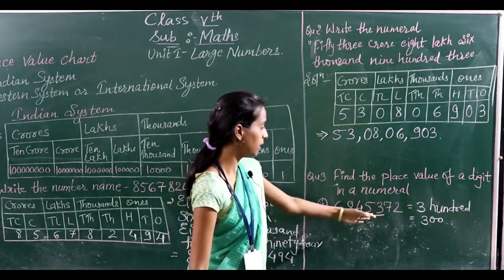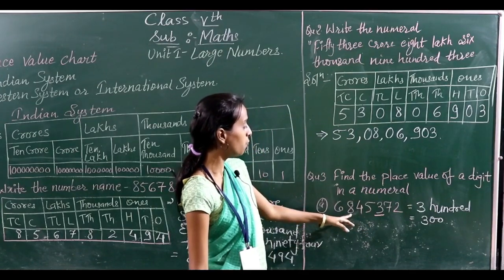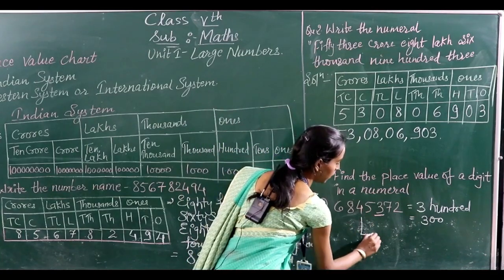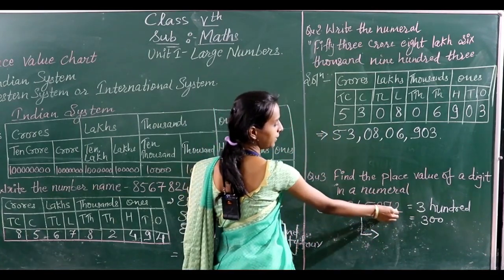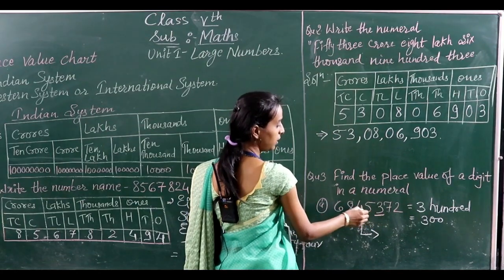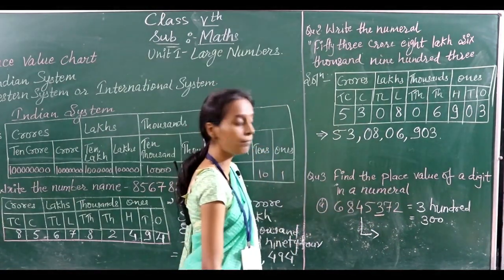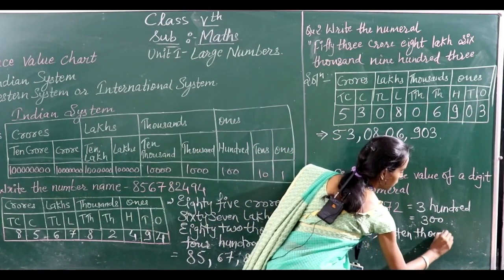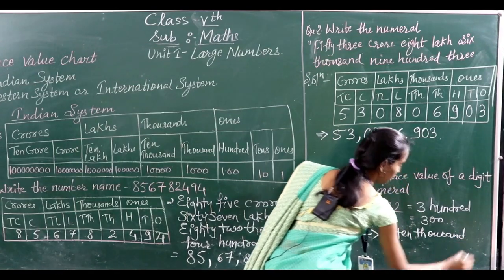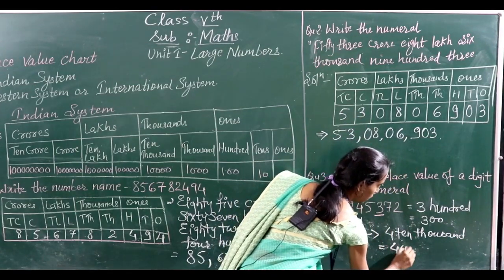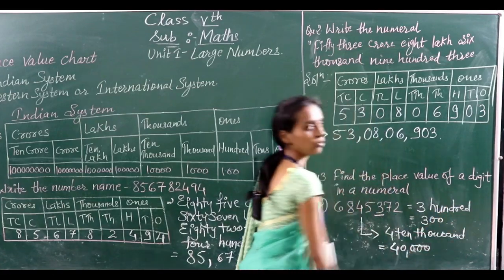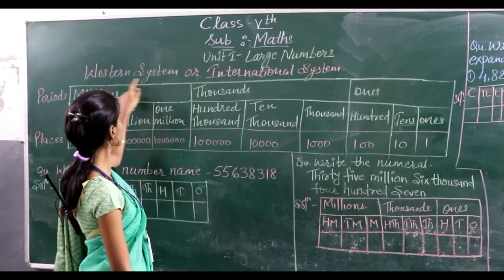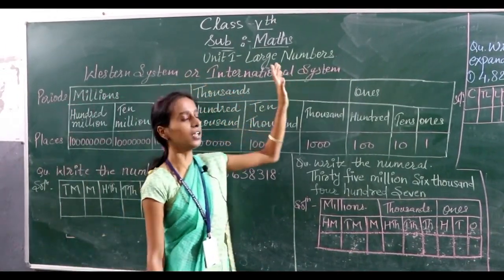Okay, we can take another example in the same question. If we have to find the place value of 4, then what will be the place value of this 4? Again count it: ones, tens, hundreds, 1,000, 10,000. That is, 4 is in which column? 10,000. Okay, so that means how much? 40,000.